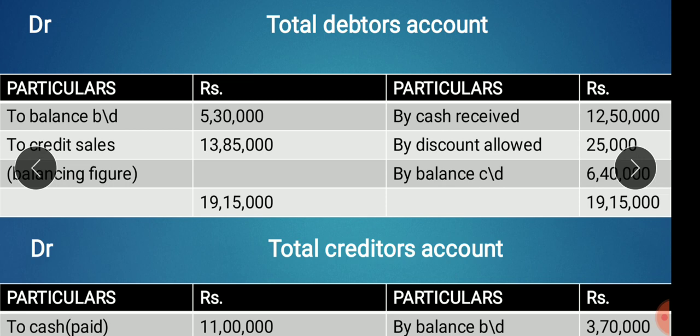First total them, and compare both sides, the debit and the credit side values. The credit side value is the highest value, the debit side value is the lowest. So deduct the lowest value from the highest value. We get the remaining value, which is known as the credit sales. The credit sales value is 13,85,000.